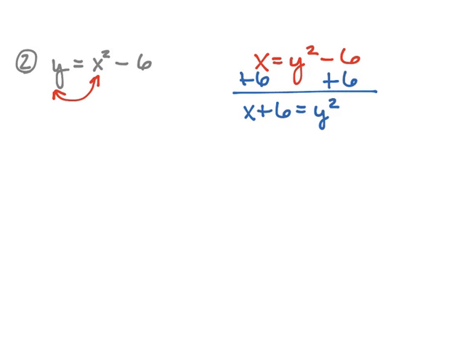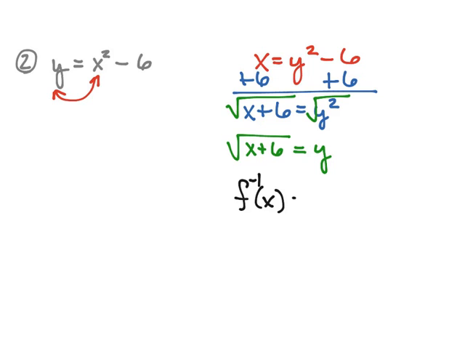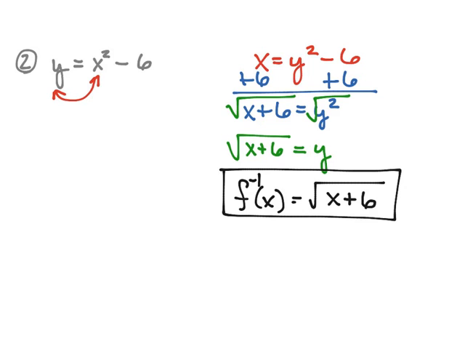Now I want to do the opposite of squaring. If I want y by itself, the opposite of squaring is to take the square root of both sides. And if I take the square root of both sides, I end up with the square root of x plus 6 equals y. Notice at this point I have isolated that y. I've got y by itself. The only thing is I'm going to use the proper notation. And the notation for inverses is f of x with the little negative 1 there equals the square root of x plus 6. So again, this equation is the inverse of this quadratic.